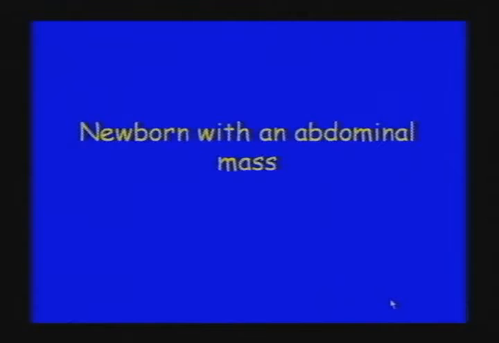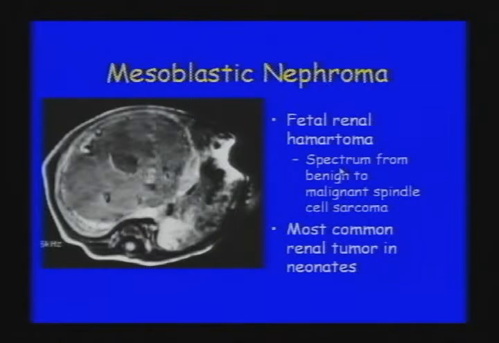Okay, abdominal masses. This is a newborn with an abdominal mass, and we can see that there's a large abdominal mass displacing bowel to the left. By ultrasound on this longitudinal image, we have a very complicated mass with a fluid level that's either necrosis or hemorrhage within it. Here's the MRI on this child. The left kidney was normal, but here's this large mass in the right abdomen, and this is a mesoblastic nephroma, or fetal renal hamartoma. This is the most common renal tumor in newborns.